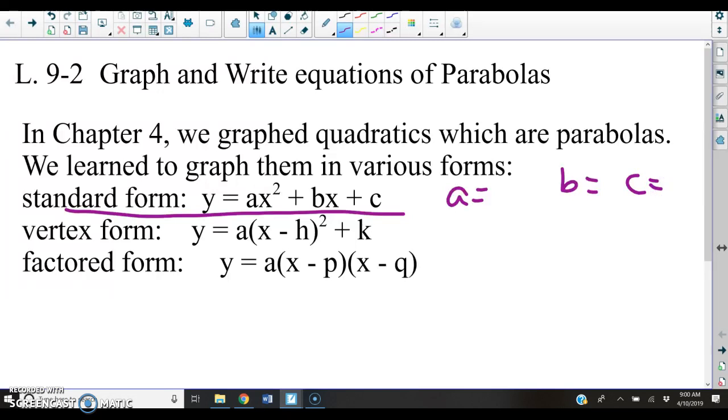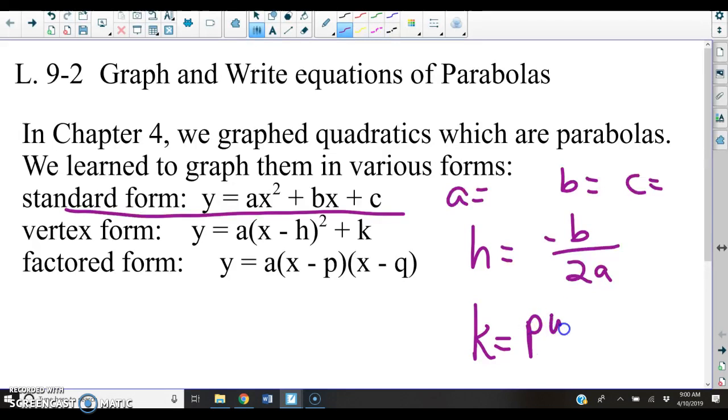Okay, and then we found the axis of symmetry, the H, is the opposite of B over 2A. And then we found the y of the vertex, which is on your axis of symmetry, by putting H in for x. And once you had your vertex, then you could make your t-chart and find other points so you could graph it.